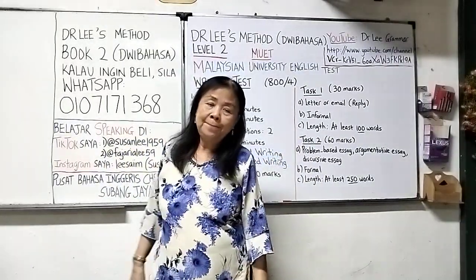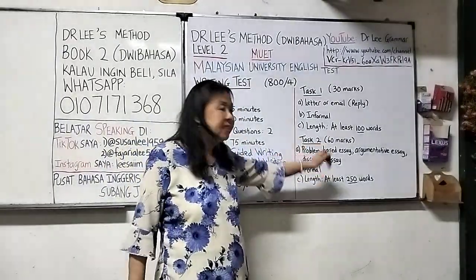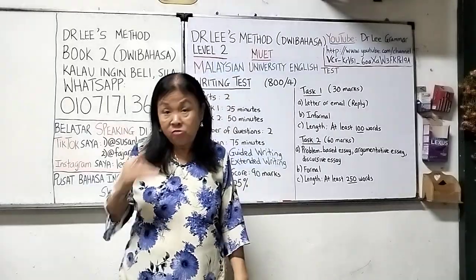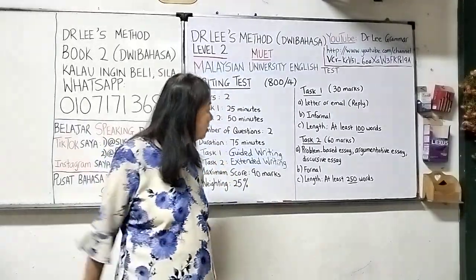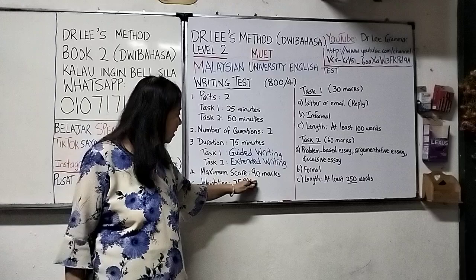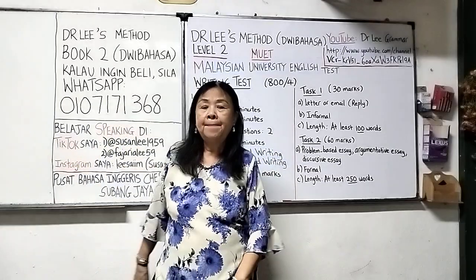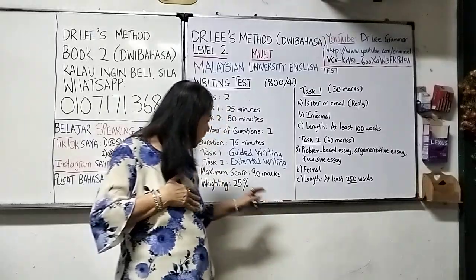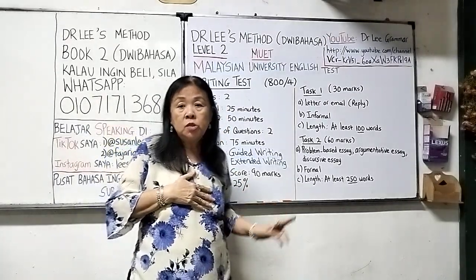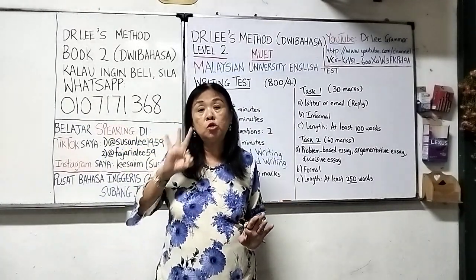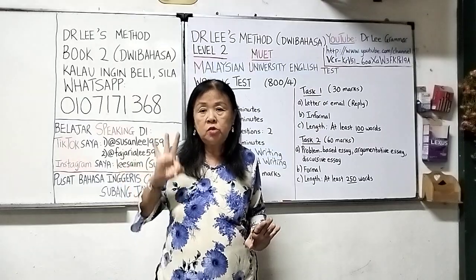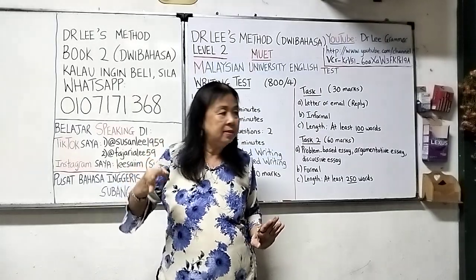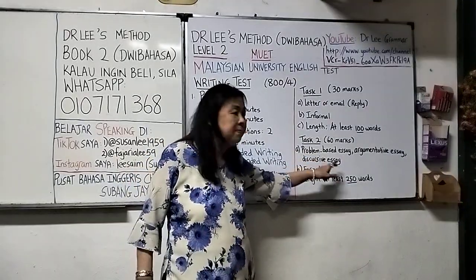What is Task 2? Task 2, first of all, is 60 marks for you. If you get full marks, you get 60 marks. That's why 60 plus 30 equals 90. Now, Task 2, the essay topics, we call it extended writing. The essay topics are based on 3 genres. Genres means the 3 types. The first type is called the problem-based essay.